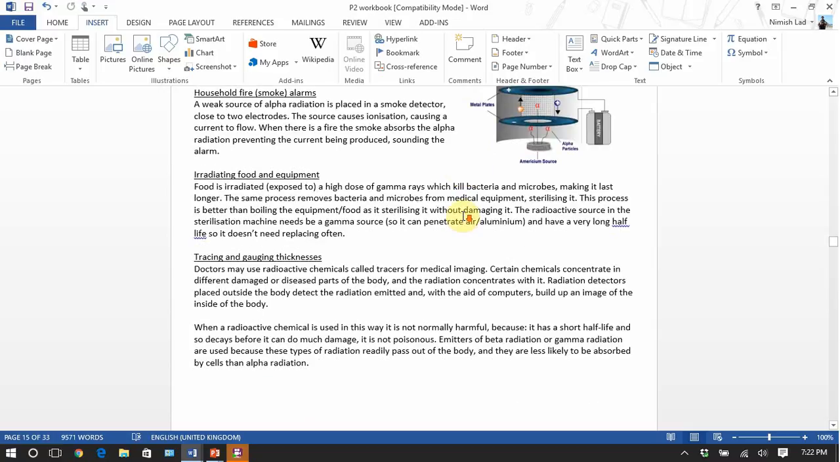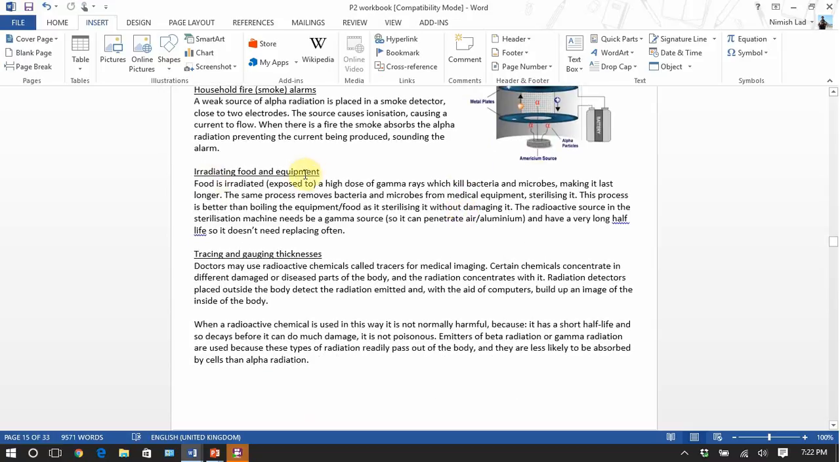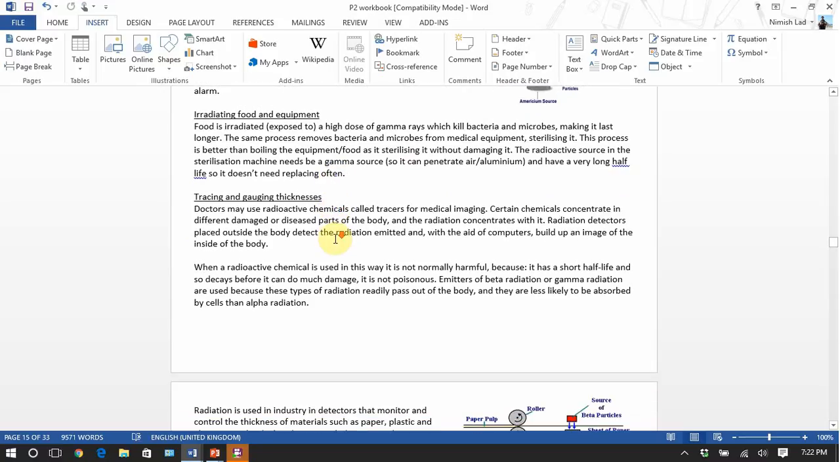Irradiating food and equipment. This uses gamma rays because they can penetrate right through the equipment. You want a long half-life so you don't need to keep changing the source that's doing the irradiation, and what it actually does is kill microbes and bacteria without needing to put it in hot water, which could damage it. So the sterilizer machine needs to have a gamma source that can penetrate, just like I said, and a long half-life, so it doesn't need replacing often.